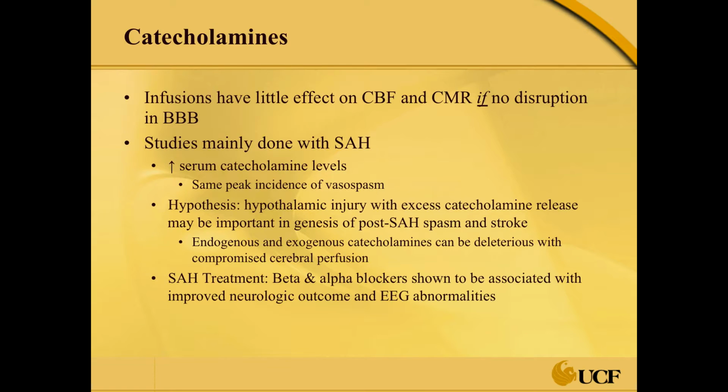So endogenous and exogenous catecholamines can be deleterious with compromised cerebral perfusion, like I mentioned before. So how do we treat this? You give them beta and alpha blockers. Those have been associated with improved neurologic outcomes, and sometimes you have to monitor the EEG and make sure that they're not having any abnormal electroencephalogram activity that might indicate a seizure disorder. Okay, and that brings us to unarousable, unresponsive coma.